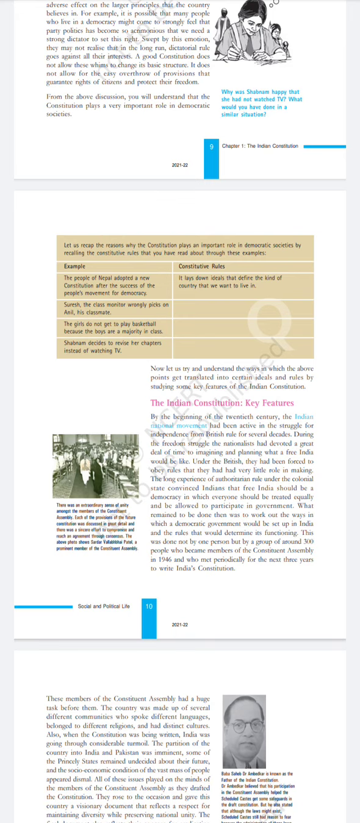What remained to be done then was to work out the ways in which a democratic government would be set up in India and the rules that would determine its functioning. This was done not by one person but by a group of around 300 people who became members of the Constituent Assembly in 1946 and who met periodically for the next 3 years to write India's constitution.